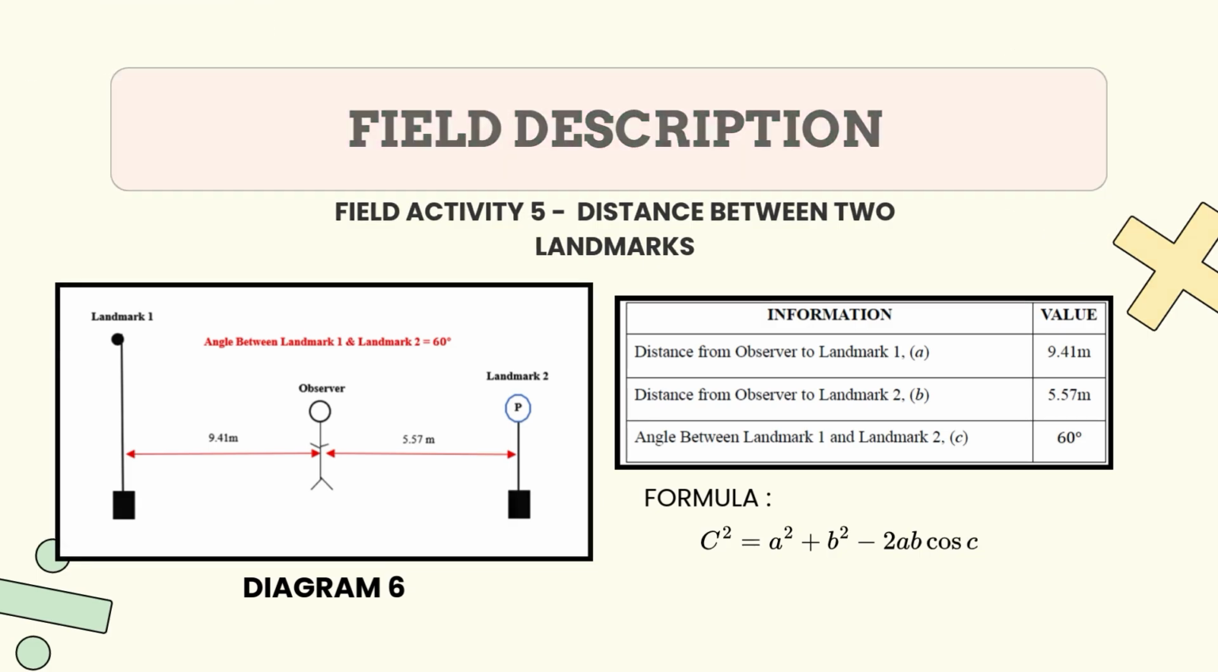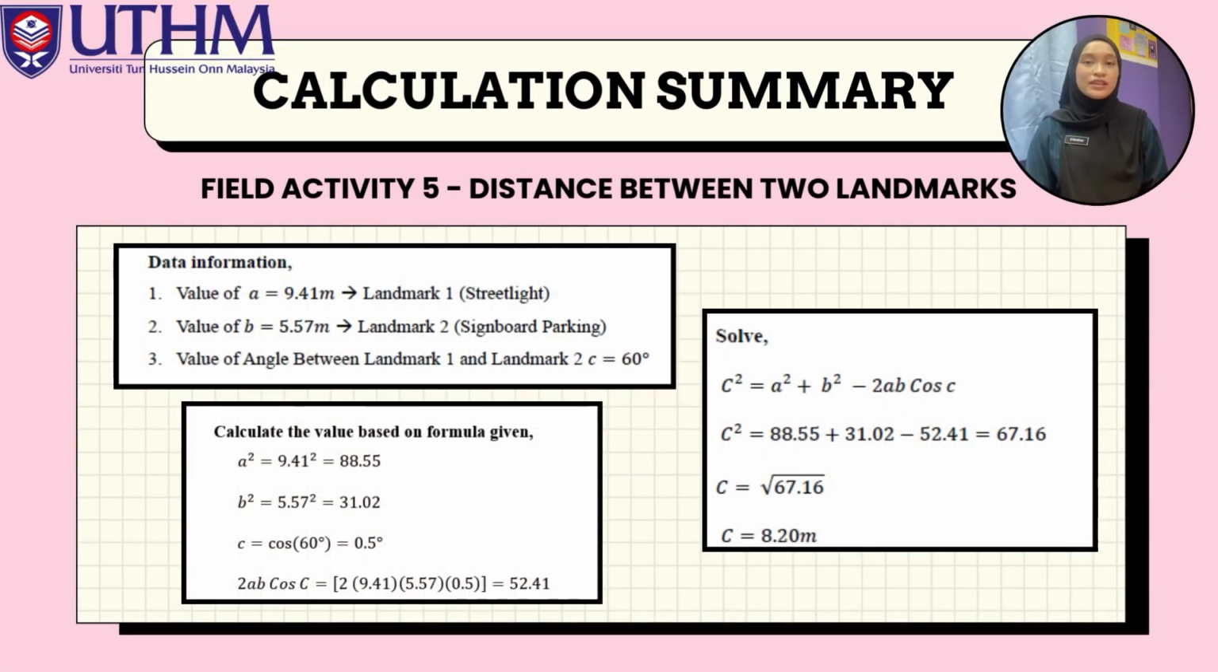and landmark 2. In this section, we present the detailed calculation used to find the distance between the 2 landmarks. Using the law of cosines, we substitute the field measurements into the formula. We begin by squaring both known distances. The distance of 9.41 meters when squared gives 88.55. The distance of 5.57 meters when squared gives 31.02.